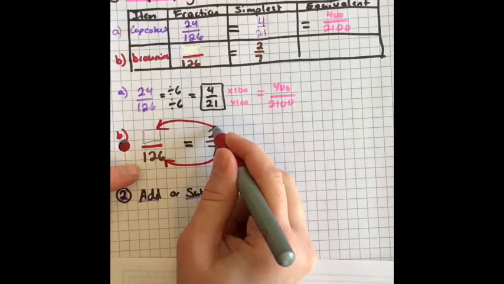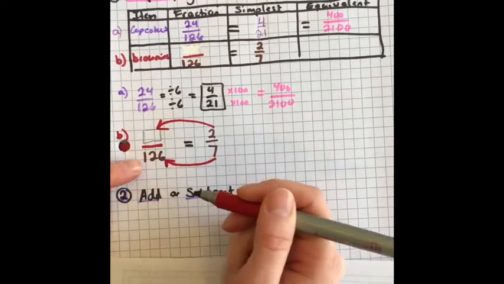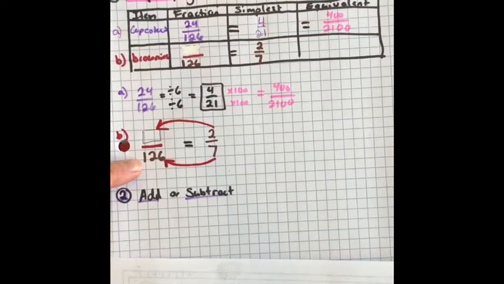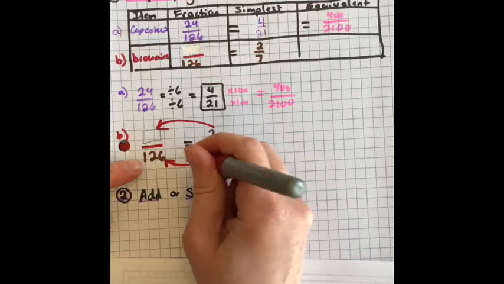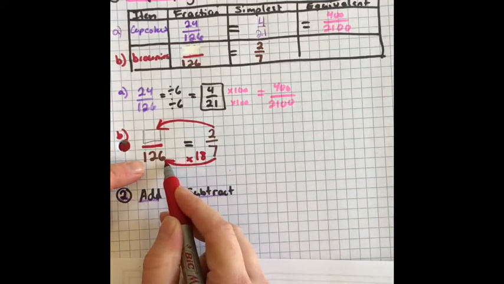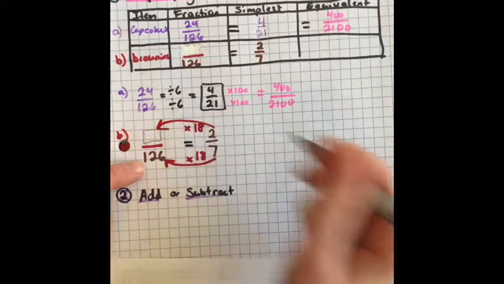So from this side over to this side, I'm asking, what is the relationship? How does 7 become 126? Well, if I'm not sure, divide. What's 126 divided by 7? I get 18. Therefore, 7 times 18 will give me 126. What I do to the bottom, I have to do to the top.